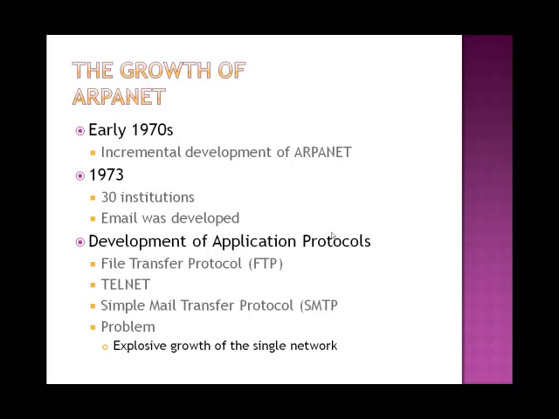However, as the network grew, problems began, and the major problem was the explosive growth of this single network that was becoming more and more sophisticated. With the bandwidth that was available in those days, the massive number of connections were becoming a problem for the overgrowing network of ARPANET.